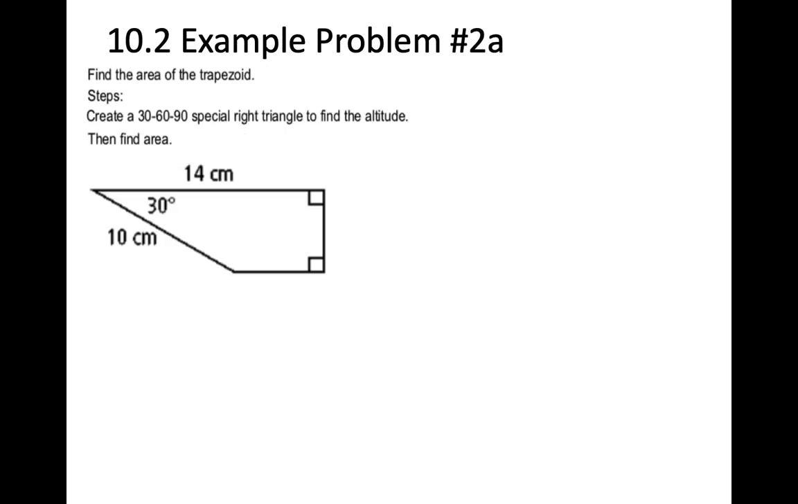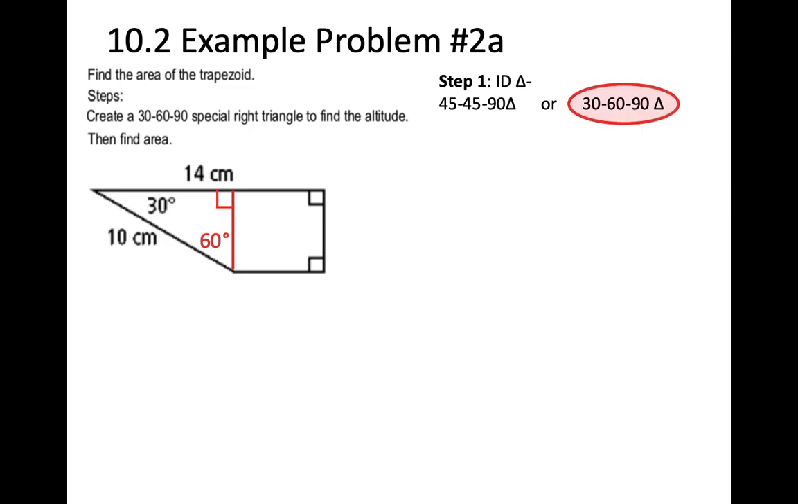All right. In this problem, I need to find the area of the trapezoid, but to do it, I'm first going to have to create a special triangle, a 30, 60, 90 triangle, to help me find the altitude because I'm missing the altitude. I'm actually also missing the bottom base. So to do that, first I would draw this line here. That makes this a right angle, and since that other is a 30, this is a 30, 60, 90 triangle. So I need to identify the 30, 60, 90.